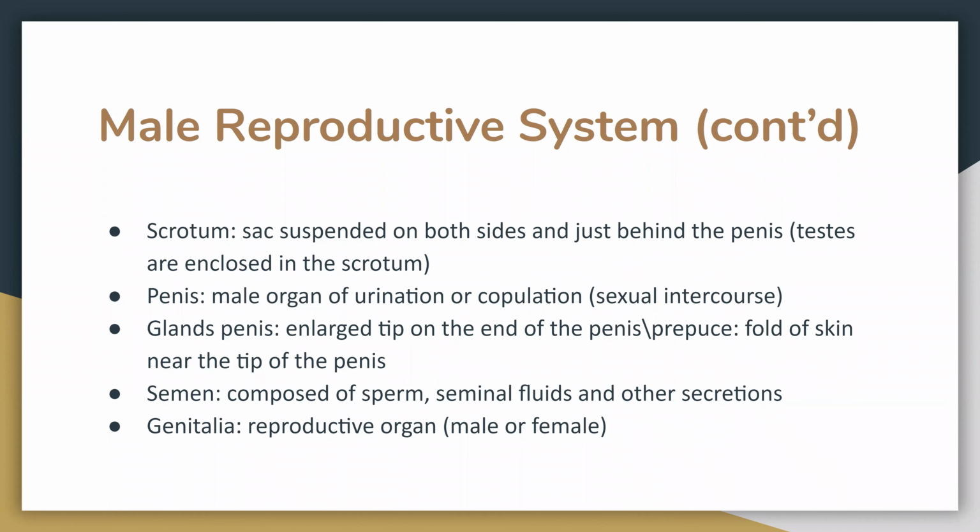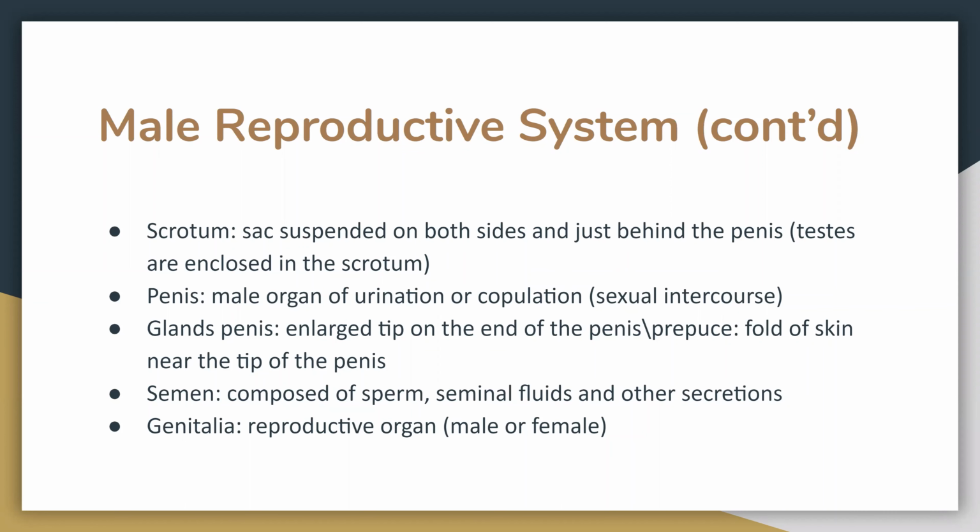Lastly, you have the scrotum, which is a sac that's suspended on both sides and just behind the penis. Its testes are enclosed inside of the scrotum. Then you have the penis, which is the male organ of urination or copulation for sexual intercourse.